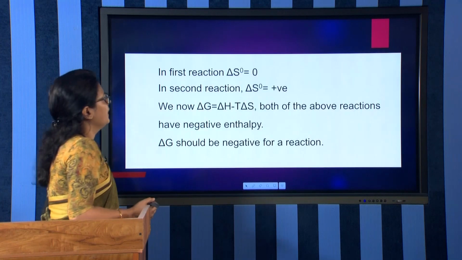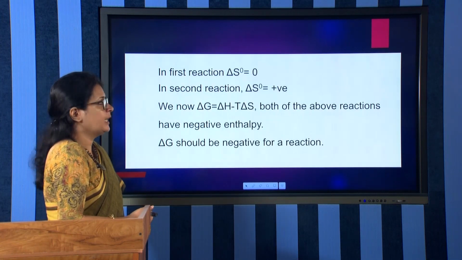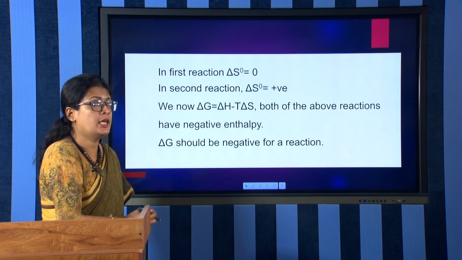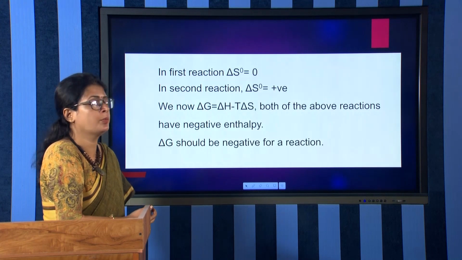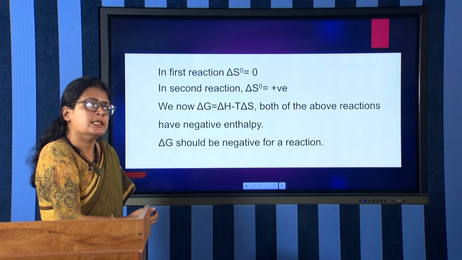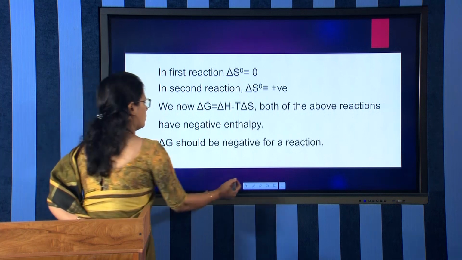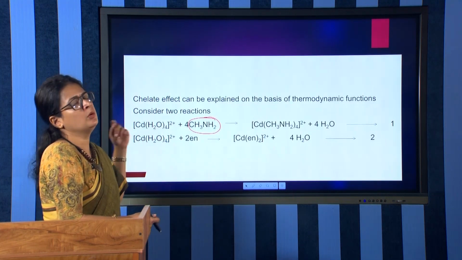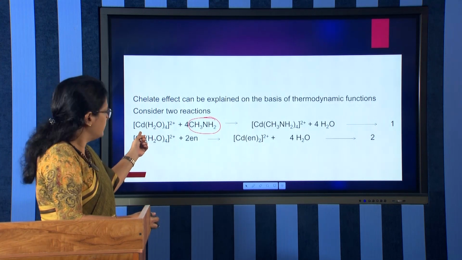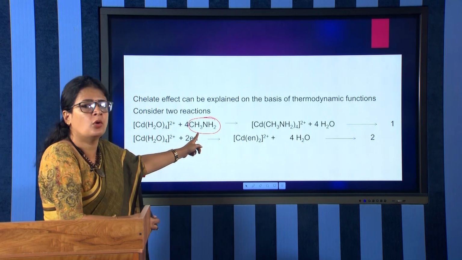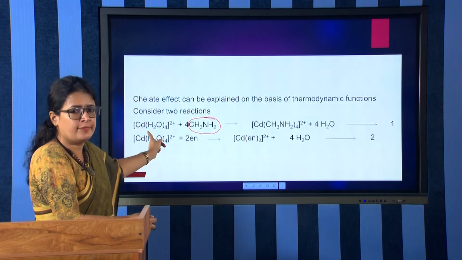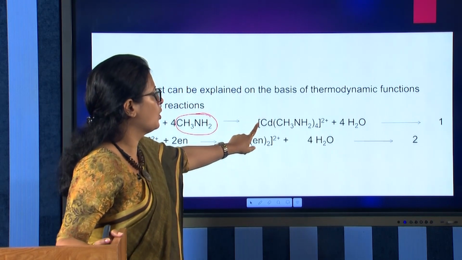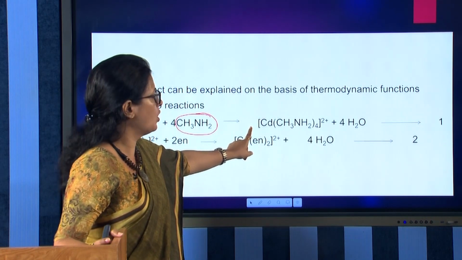And now, in the first reaction, delta S0 means the change in entropy of the first reaction. It is 0. How did it become 0? See this, first reaction, how many molecules are reacting? 1 molecule of this complex is reacting with 4 molecules of this ligand, 4 plus 1, 5, and on the reactant side you can add the number of molecules. The complex formed is 1 molecule of this complex.